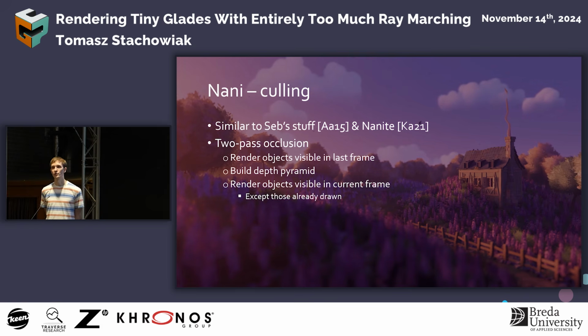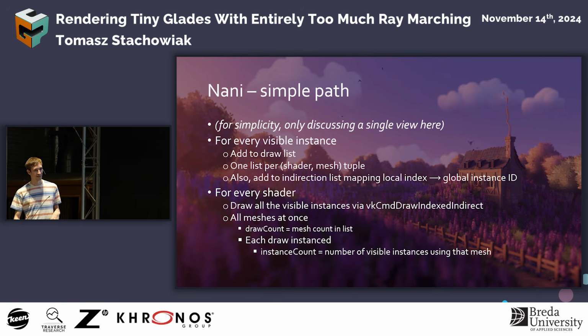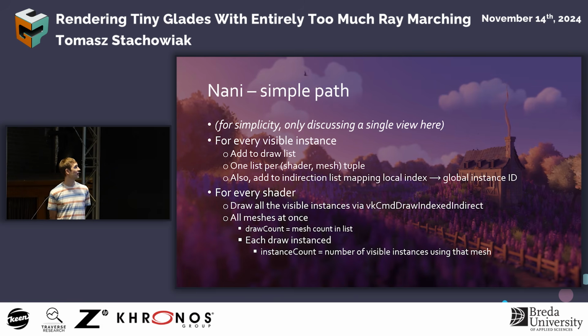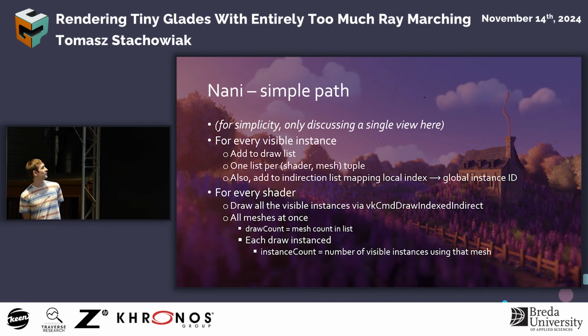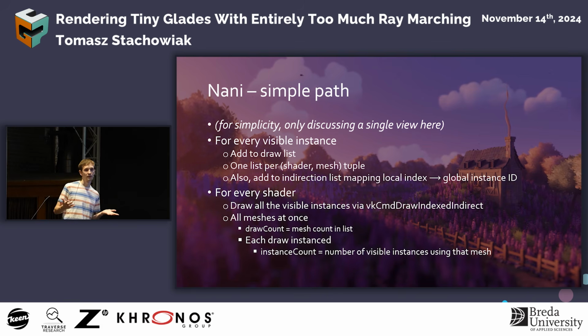We render a first pass where we draw everything that was visible in the previous frame, which we can do thanks to stable mesh IDs between frames. Then we build a depth pyramid, and then we detect what we had missed, render those objects, and then rinse and repeat. So that is pretty standard. And then in the simplest path, once we have determined what is visible, we can just add every object to a separate draw list. The simple path essentially has one draw list per material and mesh type. We just add an increment integer. We draw right to an indirection map. And then we can draw everything using a single draw index indirect.